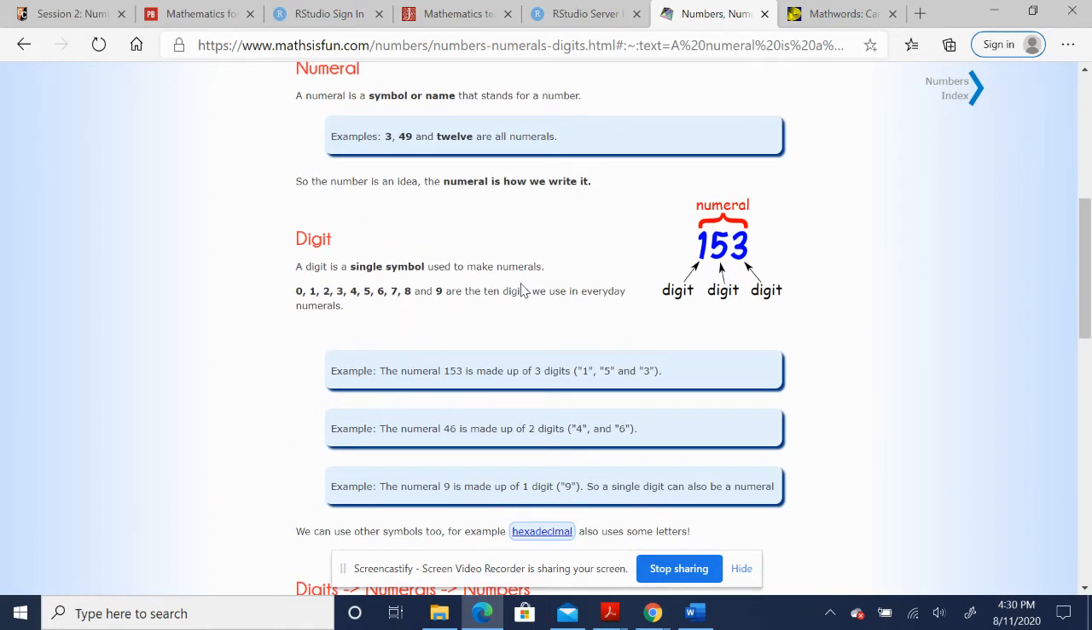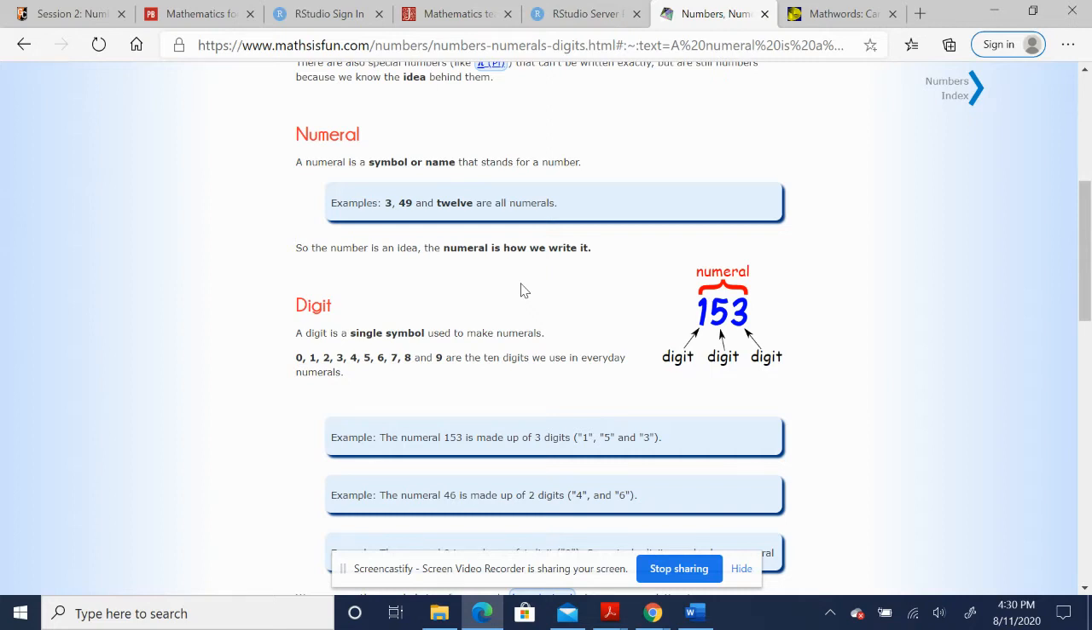When we get to basically breaking this down, I like this sentence especially well for this. The number is an idea. It's kind of like a concept in our head. The numeral is how we write it. We can use the words, we can use the symbol. However, when we're making these symbols, a single symbol is a digit. So let's think about this. The numeral 153 is made up of 3 digits, 1, 5, and 3. The numeral 46 is made up of 2 digits.